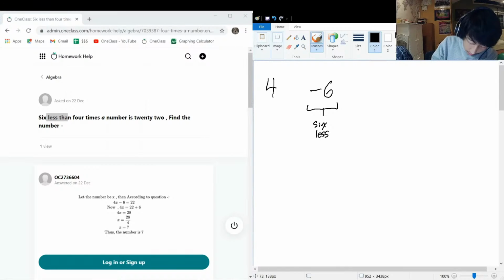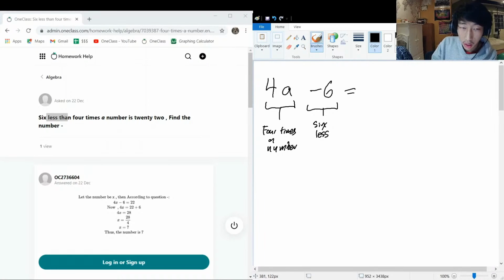Six less than 4 times a number. So 4a. Let's say a is our number because the a is in italics here, so I feel like it'd be nice and fitting. 4 times a number is equal to 22. I don't know about you, but I'm feeling 22. So we gotta find the number.